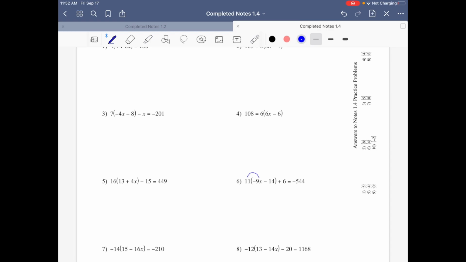So 11 times negative 9x is negative 99x, and 11 times negative 14 is going to be negative 154 plus 6 equals negative 544. So for this one, I've got to combine these like terms before I can start moving stuff around. So negative 154 plus 6, that's negative 99x plus negative 148 equals negative 544. And the rest you can complete on your own.